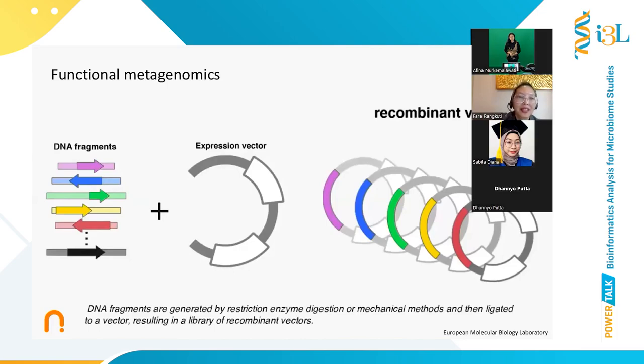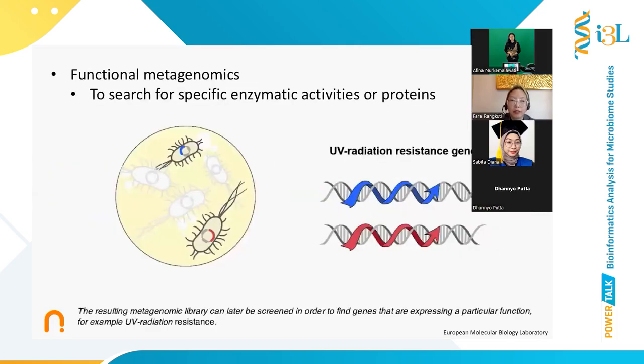Thank you. Okay, and you can also do functional metagenomics like this. You generate DNA fragments, you do restriction enzyme digestion or other things, and then you ligate that to a vector. So your vector will have these DNA fragments of interest that you want to study, right? And when you have a lot of these, you can call it a library of recombinant vectors. And in this field, you can use the library that you already have to search for specific enzymatic activities or proteins. You can screen it.